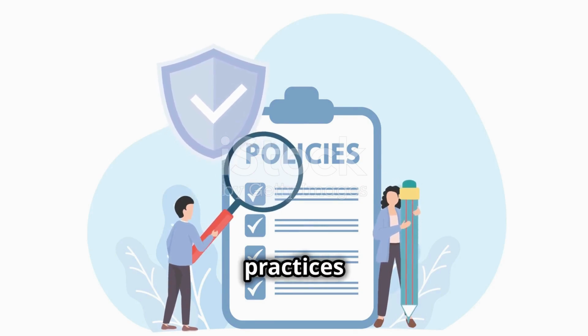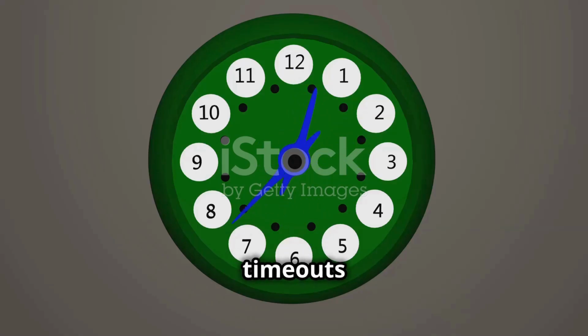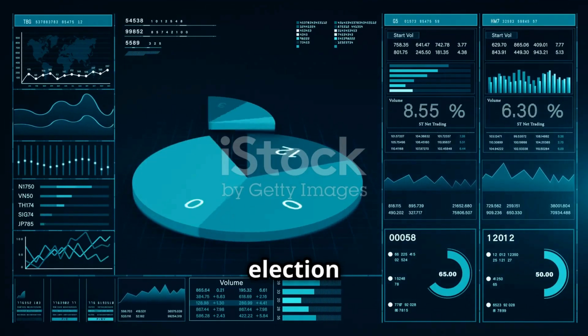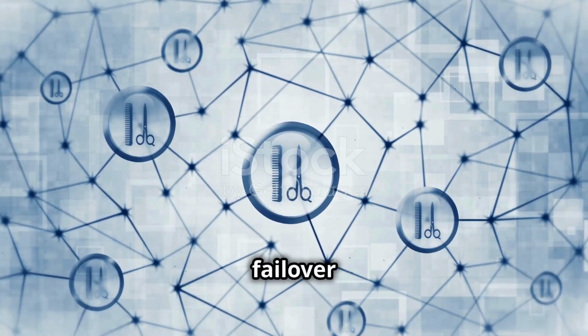Here are some best practices for implementing leader election. First, use consensus algorithms like Raft or Paxos for high-stakes environments. Second, implement timeouts to detect leader failures quickly. Third, monitor and log election events to debug issues proactively. And finally, always design for failover to avoid single points of failure.